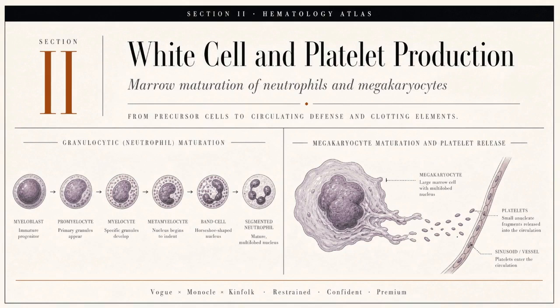This section will focus on practical recognition, how neutrophils mature, how megakaryocytes produce platelets, and how those processes explain findings on peripheral blood smear and CBC. Keep the phrase orderly maturation in mind. Much of hematology interpretation depends on recognizing when that order is preserved and when it is not. We'll start with neutrophil maturation.